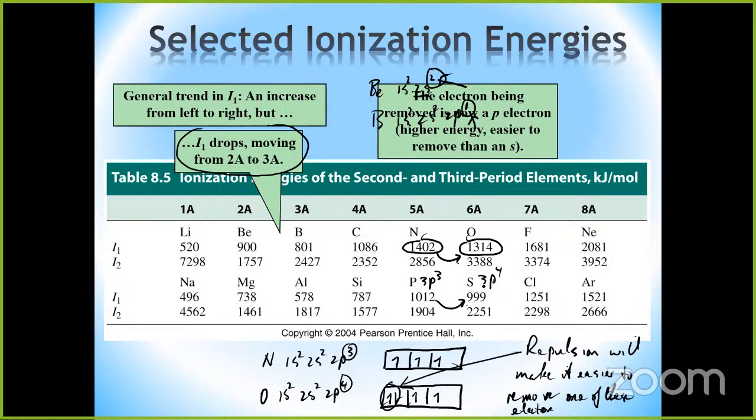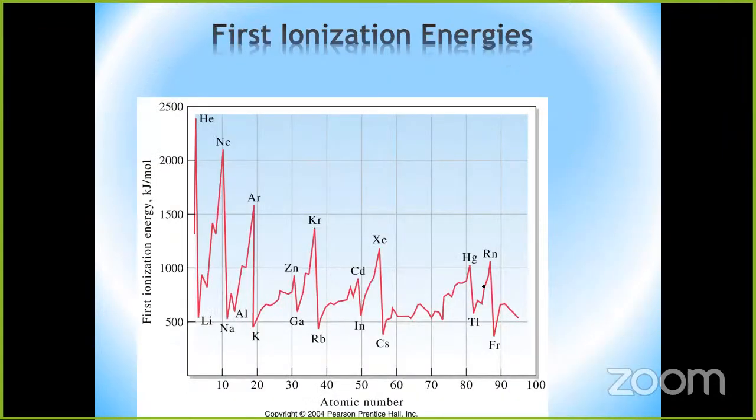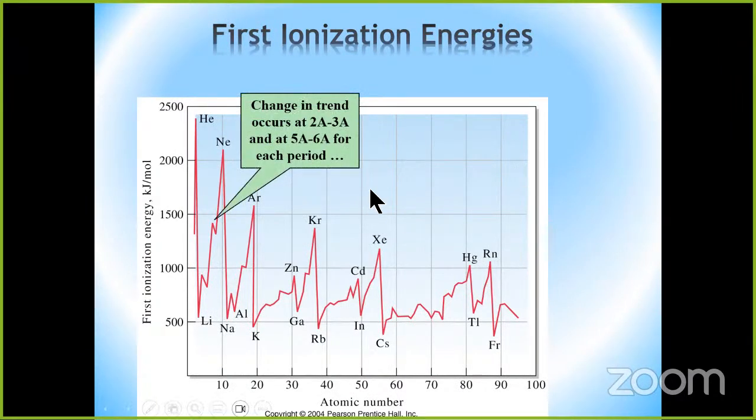Any questions about this? Okay, let me just, so this is basically a summary, graphically speaking, of the trends in first ionization energy. What we were looking at a while ago was going from lithium to neon, from beryllium to boron here, where there is a slight decrease. And by the way, this is the first ionization energy axis. This is the atomic number axis.